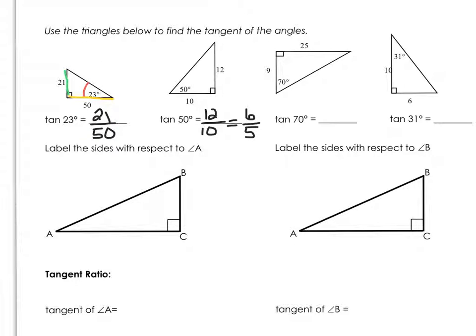For the tangent of 70, hopefully you wrote down the opposite leg. So the leg on the opposite side of the triangle is 25. The leg adjacent is 9, which can't be reduced. And the tangent of 31, well, the leg opposite to the 31 is 6. The leg adjacent to the 31 is 10. Now we do reduce this. They're both divisible by 2, so we're going to reduce this to 3/5.